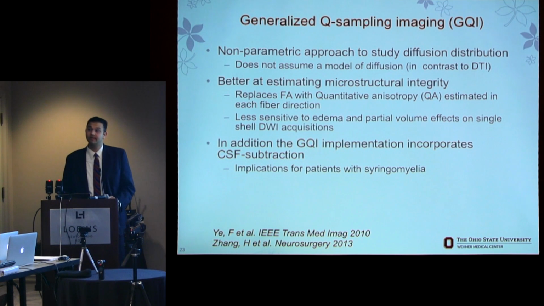The other important thing that GQI implementations can do is remove CSF contamination from each voxel. So in patients with syringomyelia, it will be very important if we could remove CSF contamination by understanding whether the changes are related to swelling or just the syrinx being there, or truly reflect the microstructural changes in the neuronal compartment.